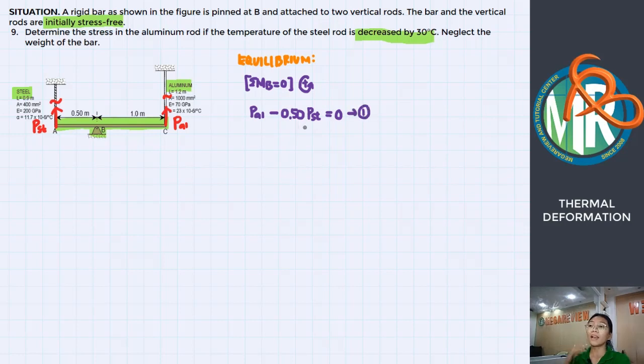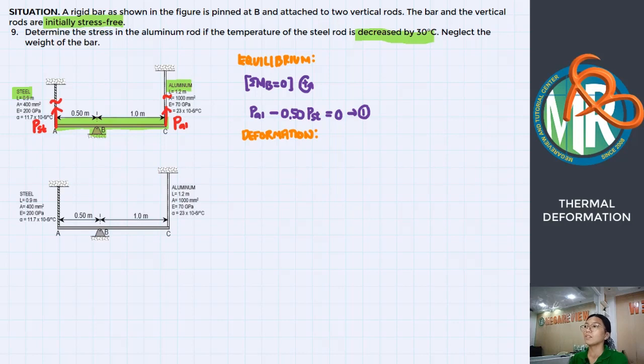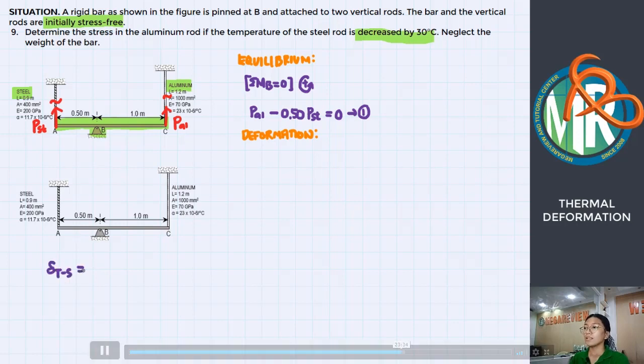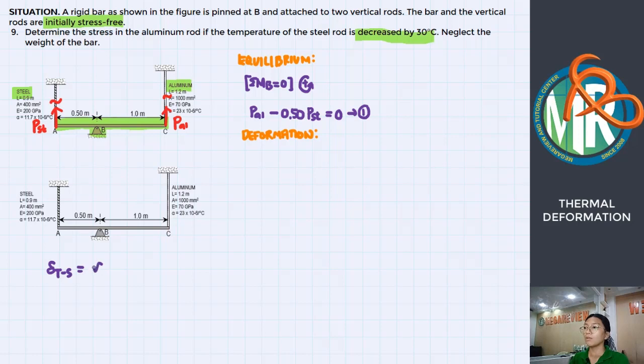As you can see, we again have two unknowns. So, we need another equation. And we can go to our compatibility equation, which is through their deformation relationship. Let us calculate the deformation due to temperature change dito sa steel rod natin. Okay? That is delta Ts. Still, this is alpha L delta T of our steel rod. Okay? Alpha of our steel rod is 11.7 times 10 to negative 6. Length is 900 millimeters. Delta T is ito ng 30 degrees.